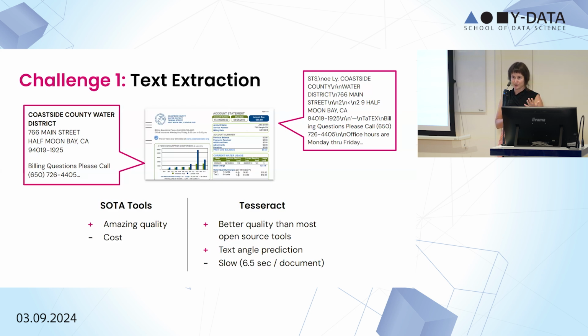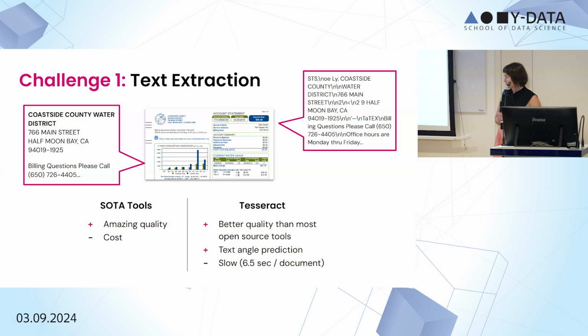They predict the angle of the text, because not all of our documents are actually located correctly. Some of the documents need to be rotated in order to read the text. So this tool has a feature of text angle prediction, and after that you can write a script and turn the document however you need. The downside is that Tesseract is rather slow.